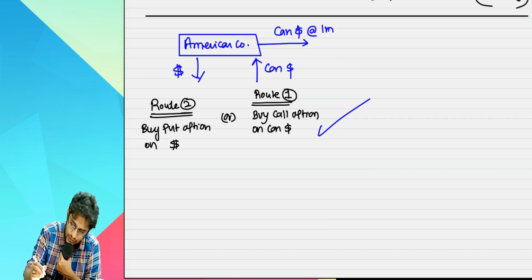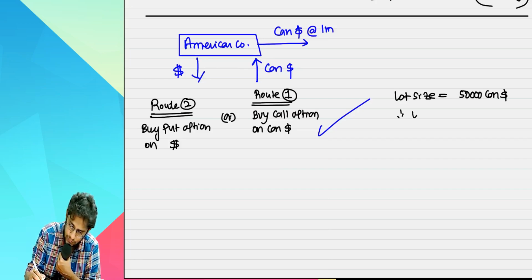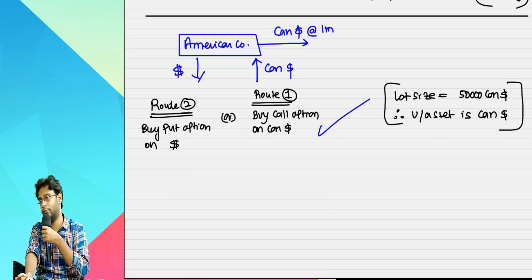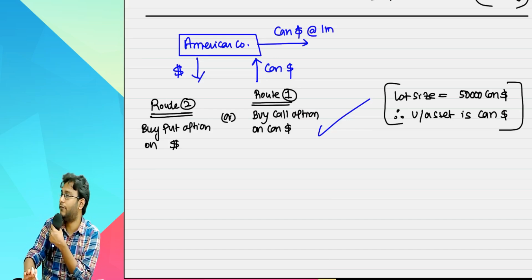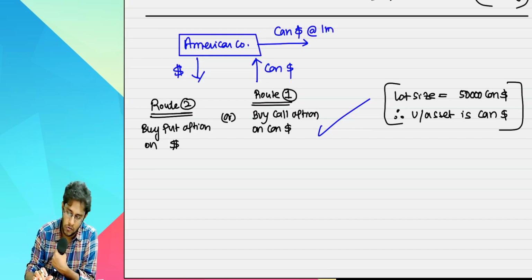So in this you will be selecting this. Why you are selecting only this is, lot size is equal to how much? 50,000 CAN dollars. Therefore the underlying asset is CAN dollars. Sir, the entire thing, if you don't write in an exam also, it's perfectly alright. This is for your understanding that we are writing, sir.